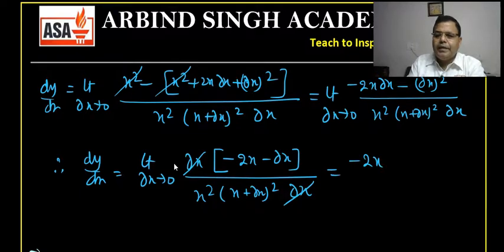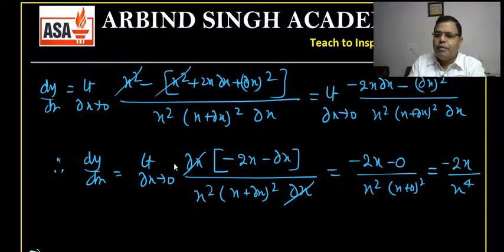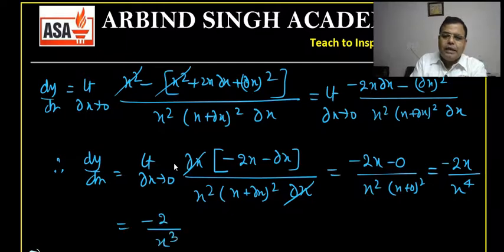Now by putting delta x as 0, there is no problem. We can write it as 0 upon x square into x plus 0 whole square. That is x square here also. So this is minus 2x upon x to the power 4, and that is nothing else but minus 2 by x cube. And that will be the answer of this question.